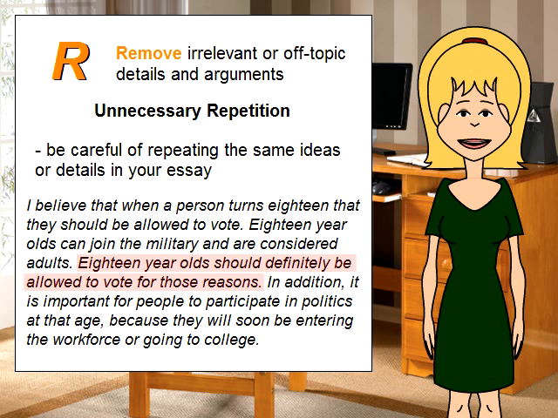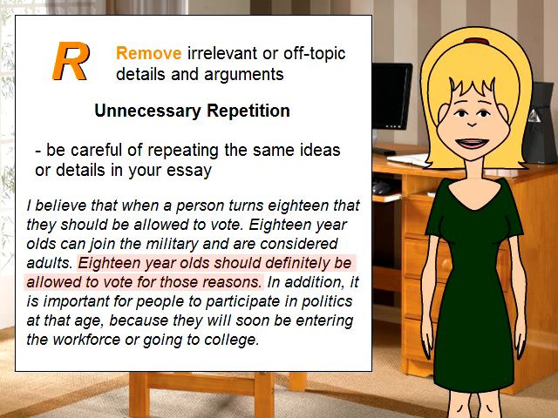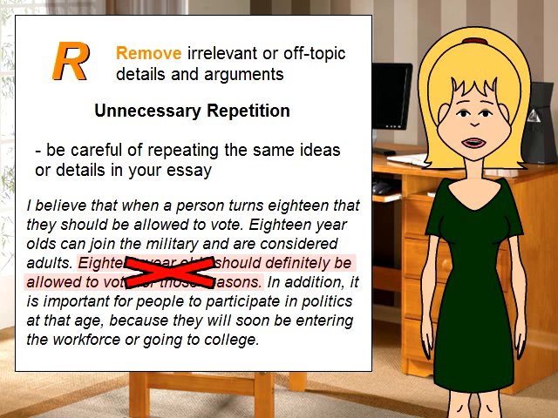It's the third sentence, which says, 18-year-olds should definitely be allowed to vote for those reasons. This sentence basically repeats the topic sentence at the beginning of the paragraph. So, let's remove it.